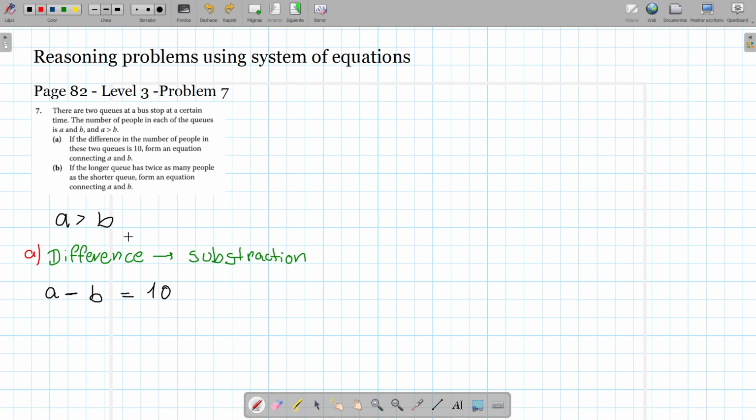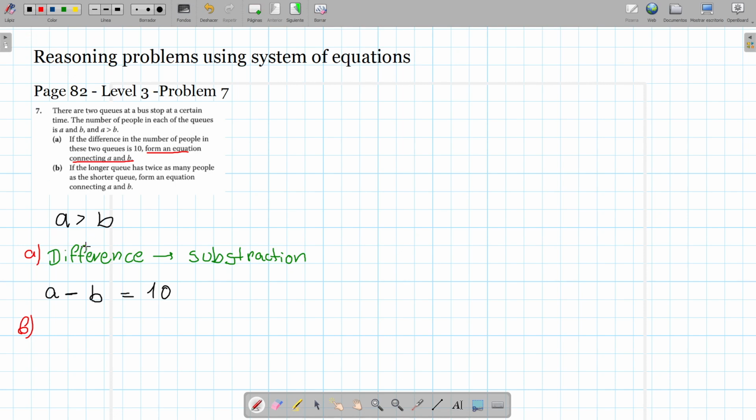Now we have the first equation, because here it says form an equation connecting A and B. We are done with A. We can continue with B, the second part. If the longer queue has twice as many people as the shorter queue, form an equation connecting A and B.